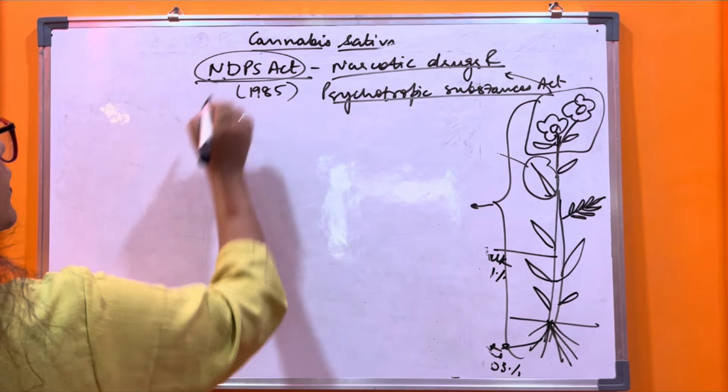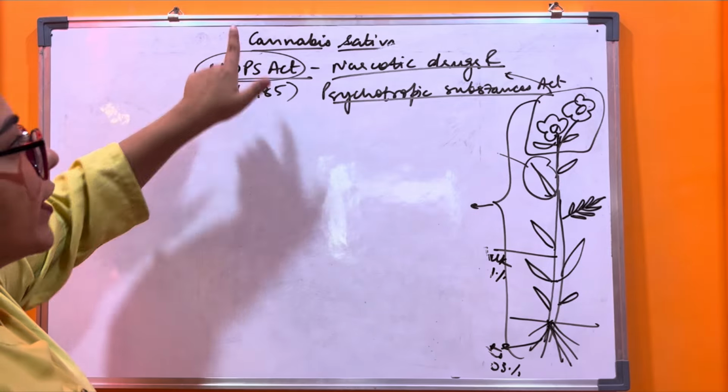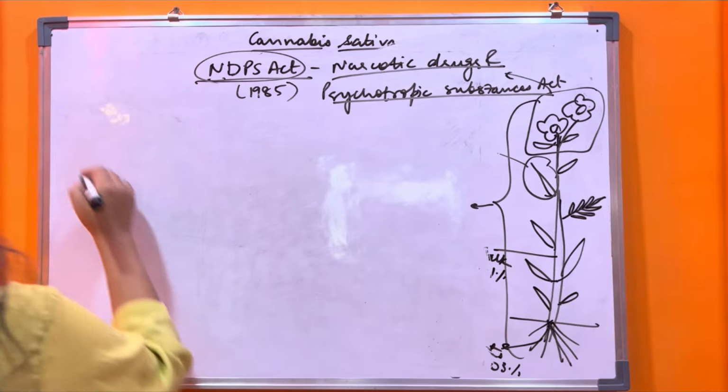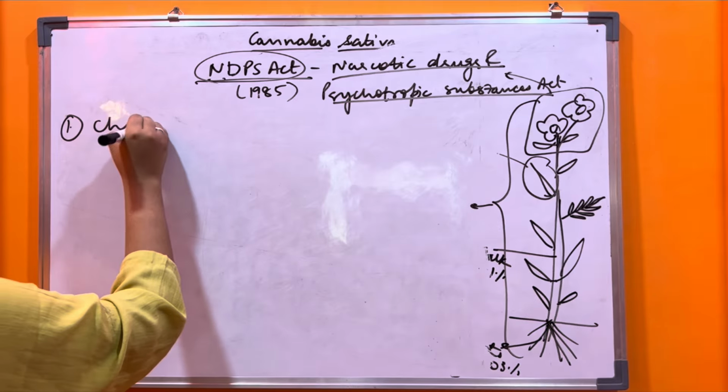So according to the NDPS Act, several drugs have been defined in the plant Cannabis Sativa. So the first definition comes from Charas.